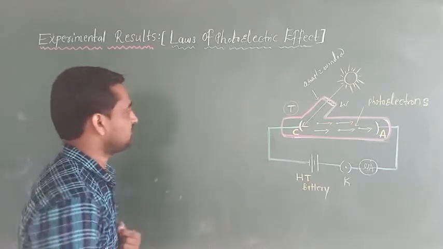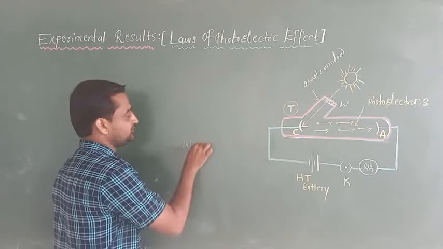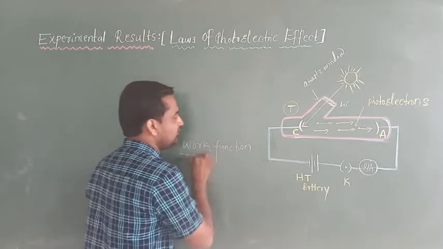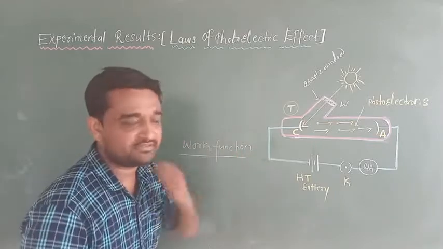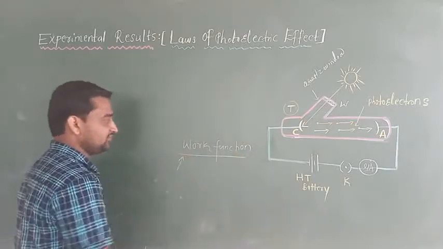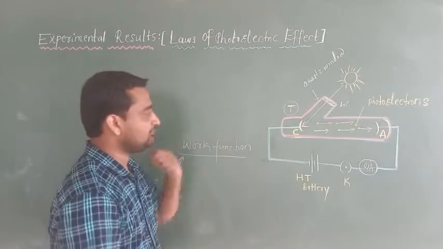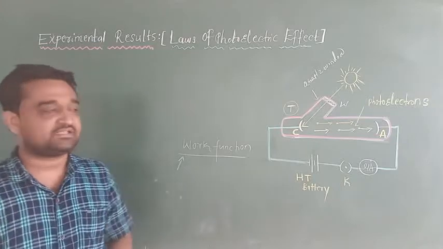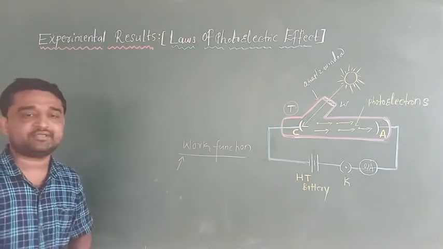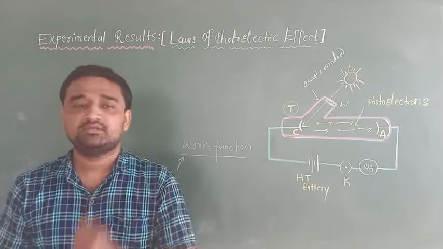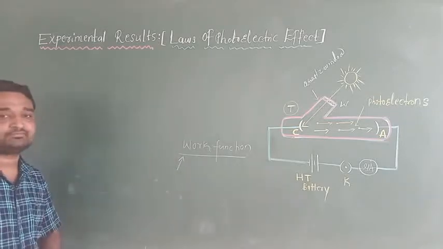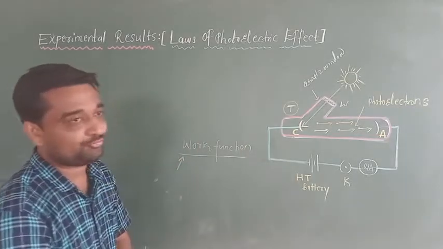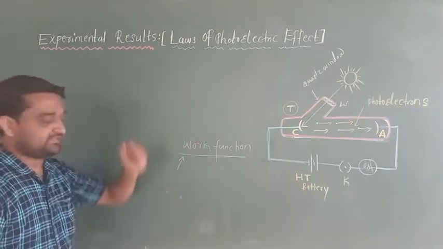You all know what is meant by work function, right? The minimum amount of energy required to liberate the electrons from the metal surface is called the work function. Based on the type of energy we supply to liberate the electrons, we have three classifications: thermionic emission, photoelectric emission, and field emission. Now, particularly, we are going to discuss the photoelectric emission, that is, the photoelectric effect.